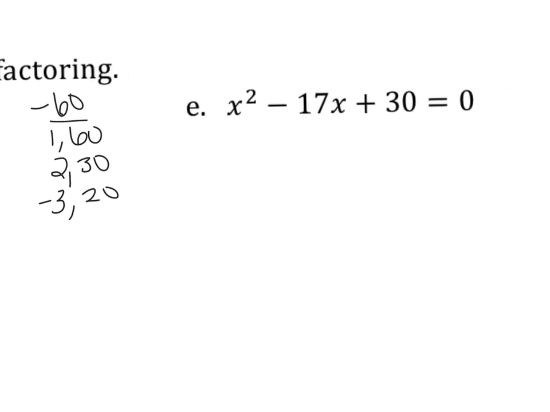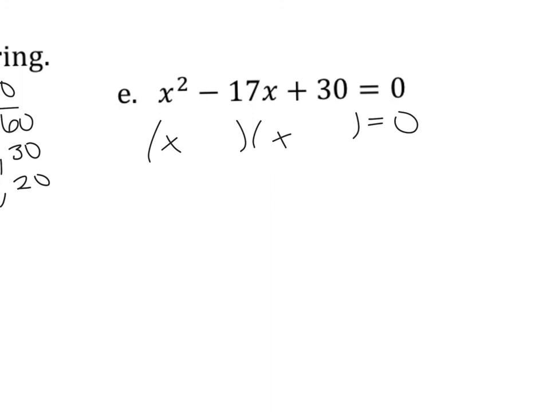E is going to be really similar to our two sets of parentheses. We have our x and our x. We're looking for two numbers whose product is 30 and whose sum is negative 17. So 1 and 30 has a sum of 31, but 2 and 15 has a sum of 17. Since it's negative 17, both will have to be negative.